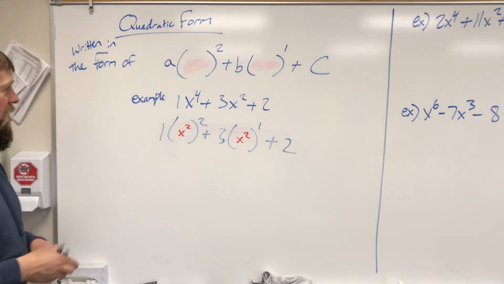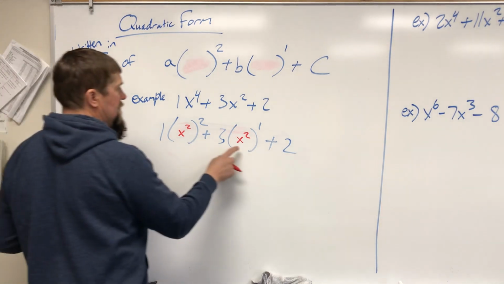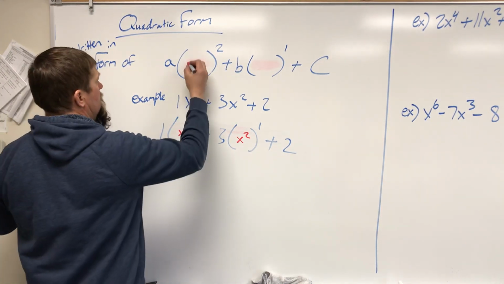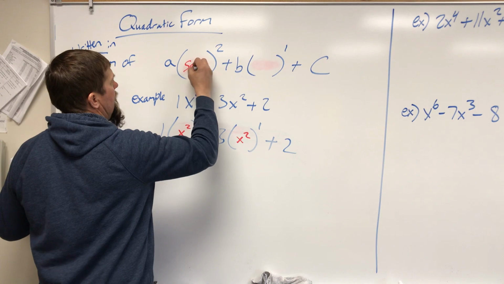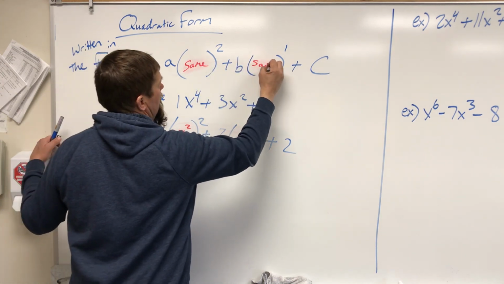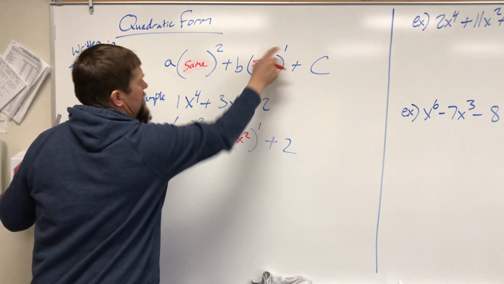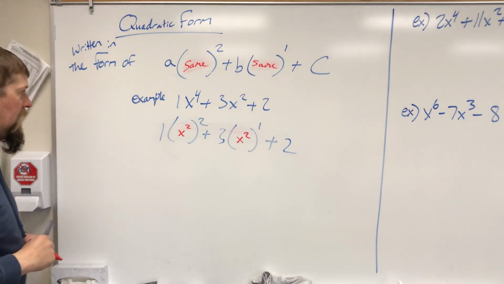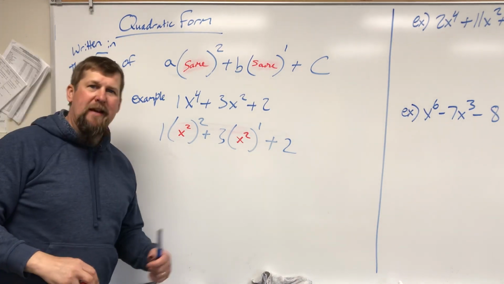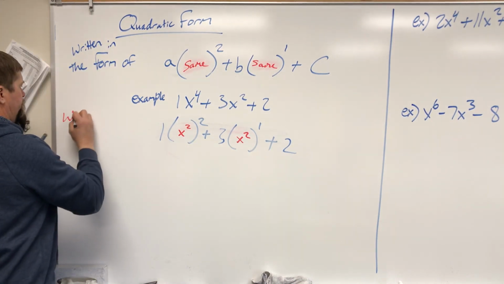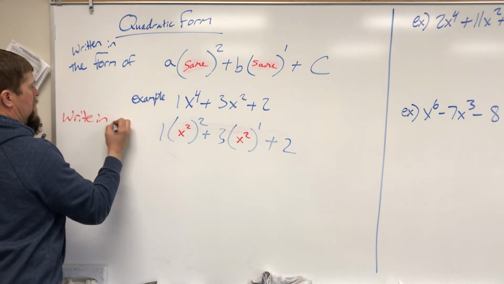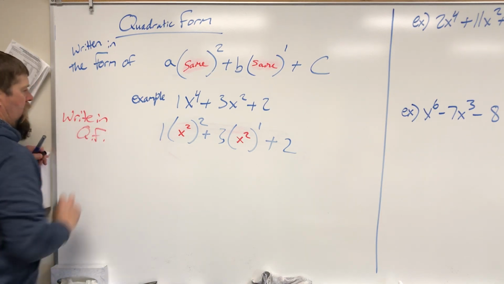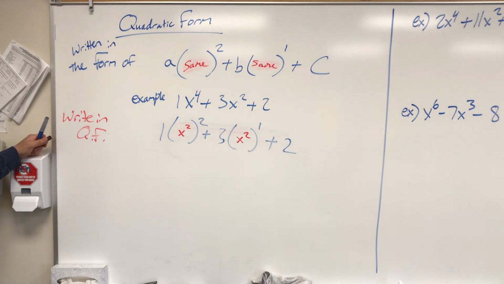Now, what's inside the parentheses is exactly the same. So this is going to be the same in here as in here. It's what you're squaring and taking to the first power. That's when you write it in quadratic form. So this is how it's supposed to be written.